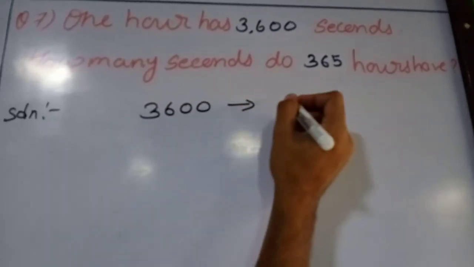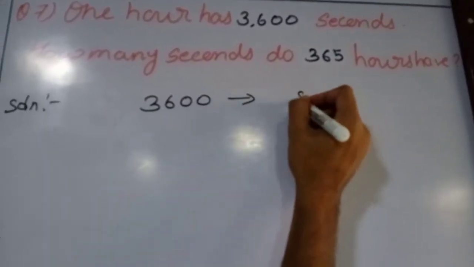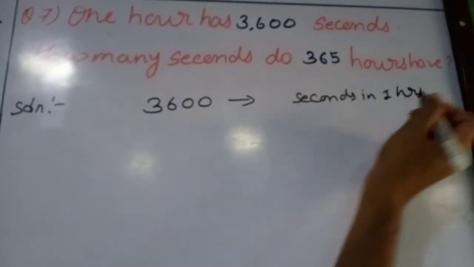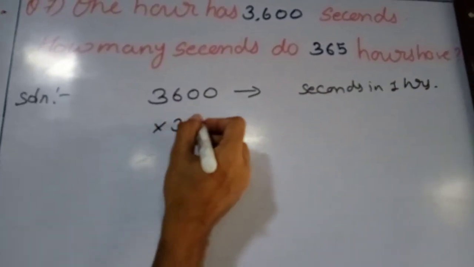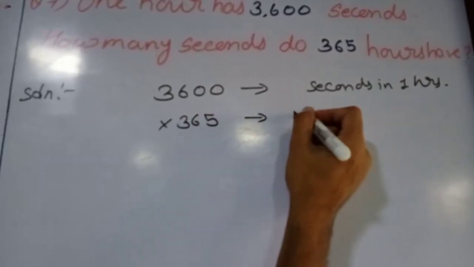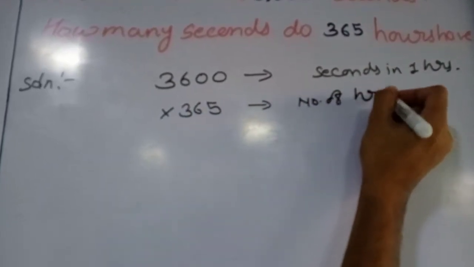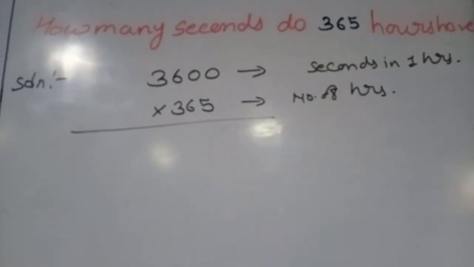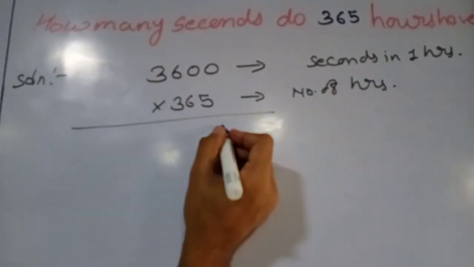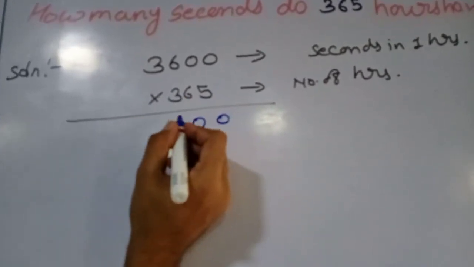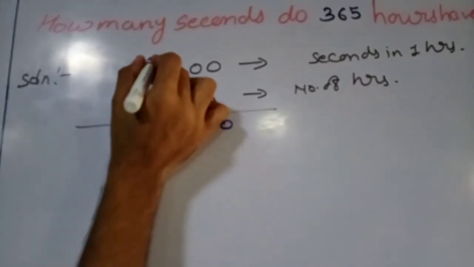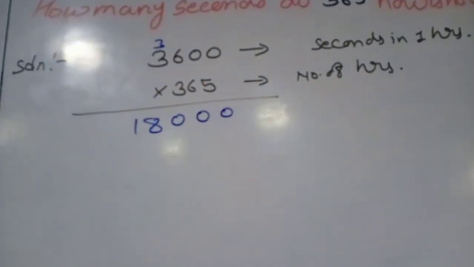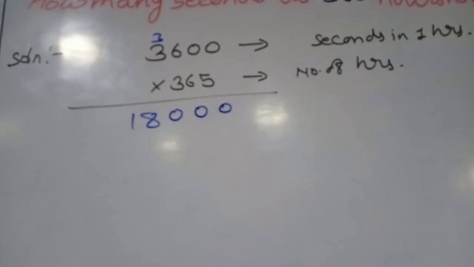3600, that is seconds in 1 hour. Yes, multiply by the 365, that is number of hours. Do the multiplication. Let's start. 5 zeros are 0, 5 zeros are 0, 5 sixes are 30, 3 carry, 5 threes are 15 plus 3, 18. We did the multiplication by 5.